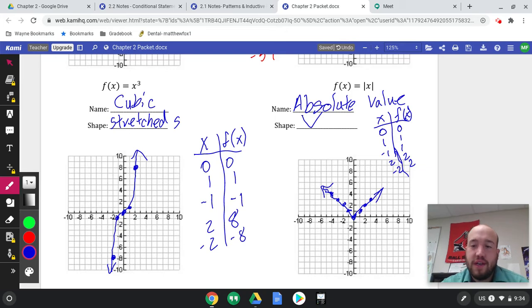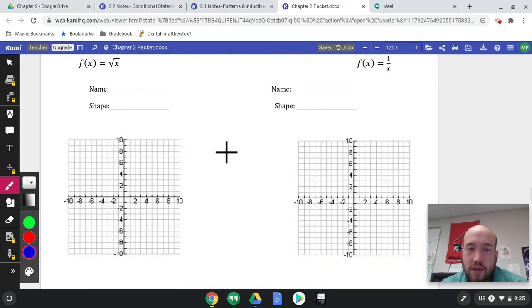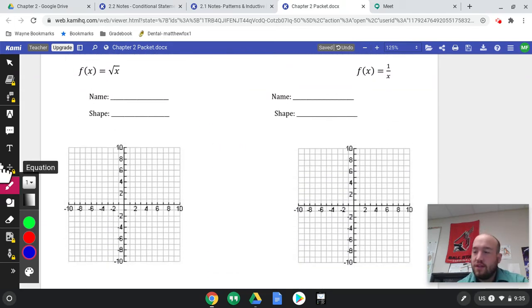And we are done with that parent function. The absolute value looks like a V. Okay. Now, we've got two more. This next one, square root. You guys have seen this one. Last year we did it also.